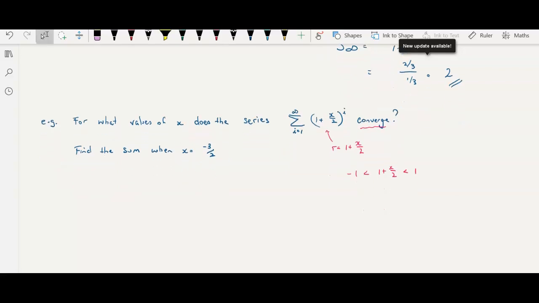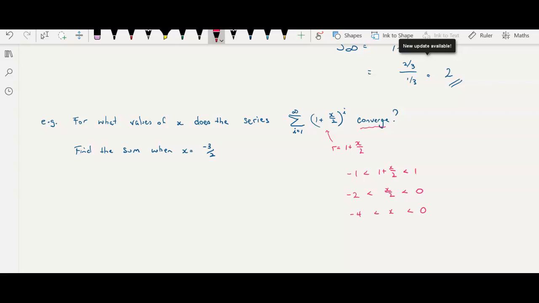Okay, and the way to do that is I'm running two inequalities at once. I'm going to subtract this 1 first from both sides, or all sides of my inequality. So I'm going to subtract 1 here, I'm subtracting 1 in the middle, and I'm subtracting 1 from 1. And lastly, I'll multiply through by 2. So I get this as my result. That means that when x is between -4 and 0, I've got a convergent sum.